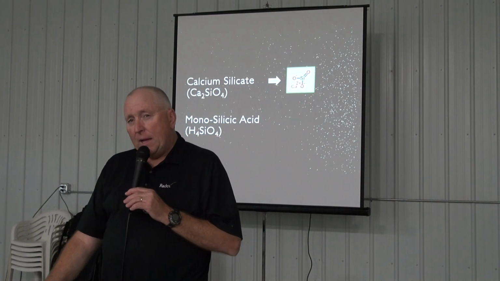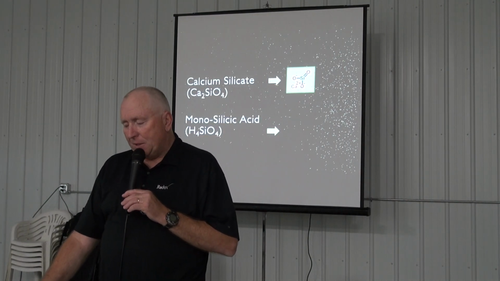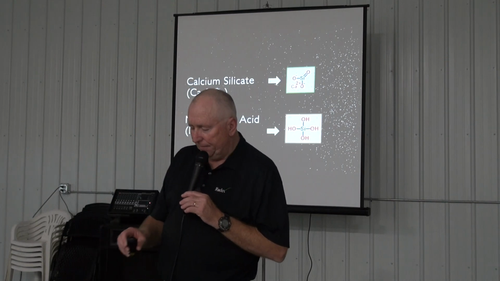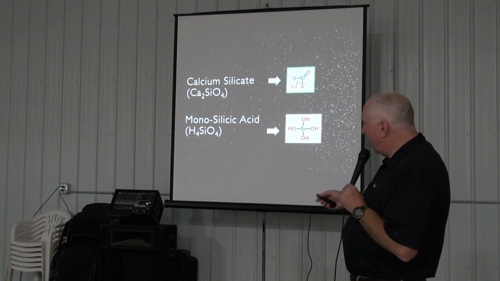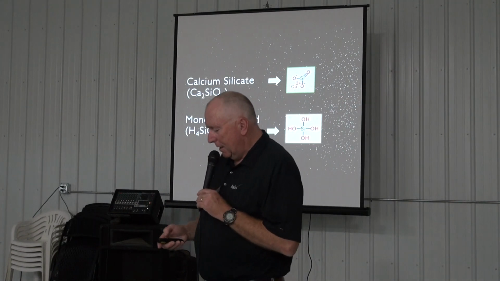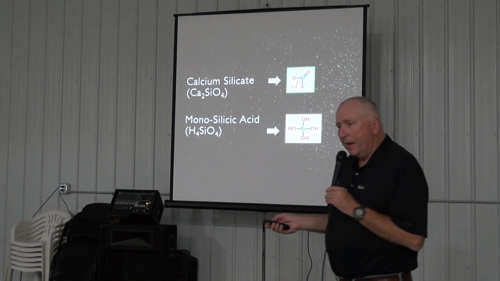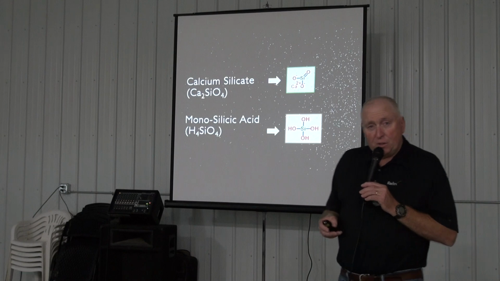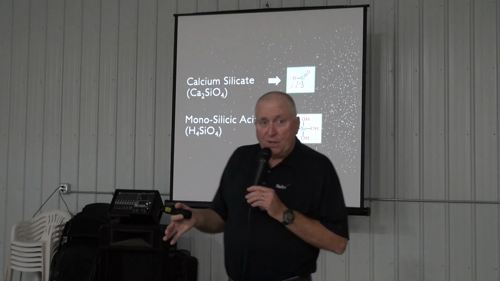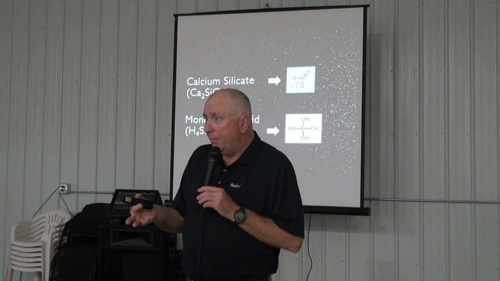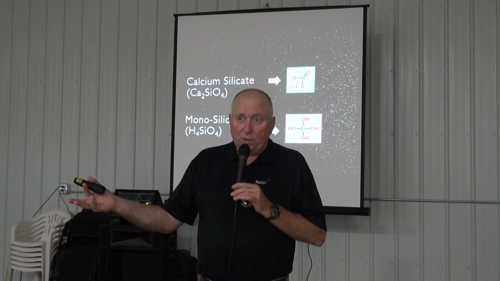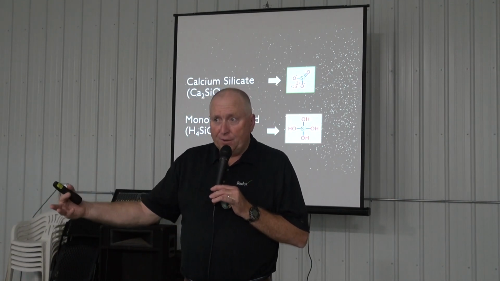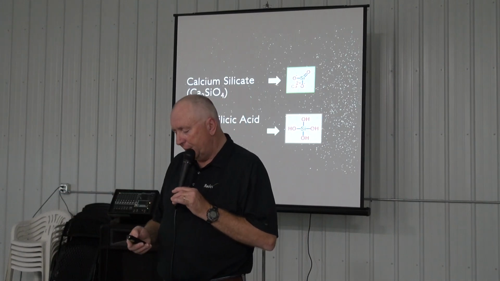Rather, the form the plant can take up is called monosilicic acid. Now what we find is this monosilicic acid is highly available in virgin soils, often in soils that have high biological activity. And so there's a correlation to a healthier soil and better silicon nutrition.